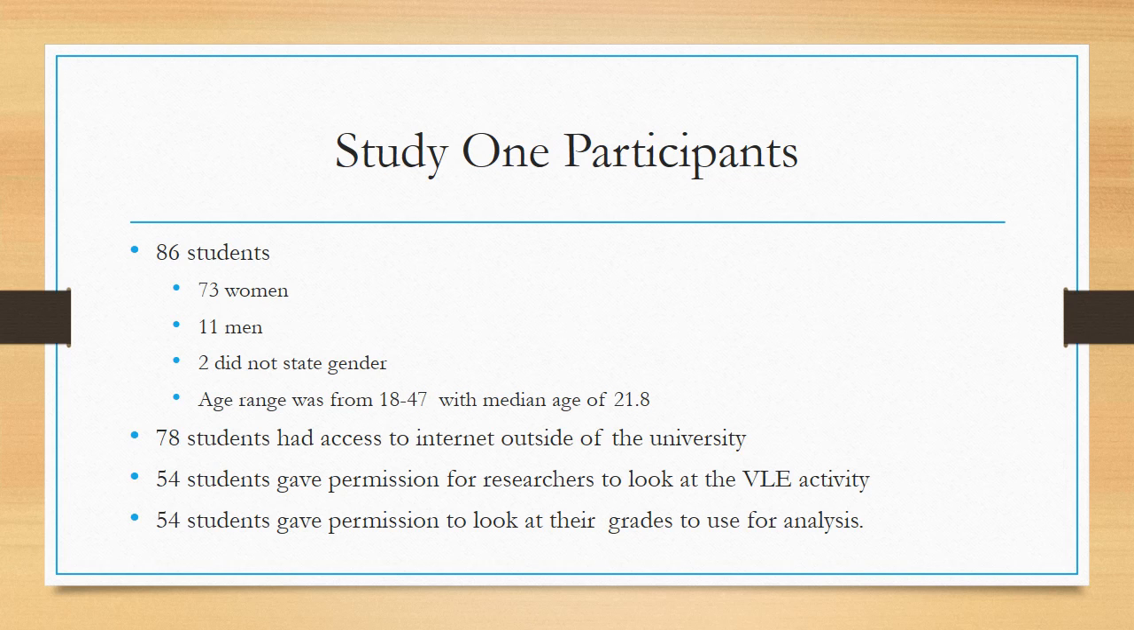Age range was from 18 to 47 with a mean age of 21.8. 78 students had access to the internet outside of the university. 54 students gave permission for researchers to look at the VLE activity. 54 students also gave permission to look at their grades to use for analysis.